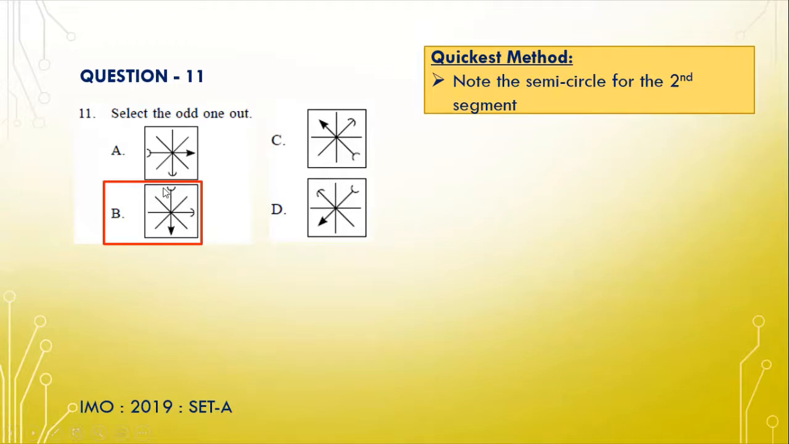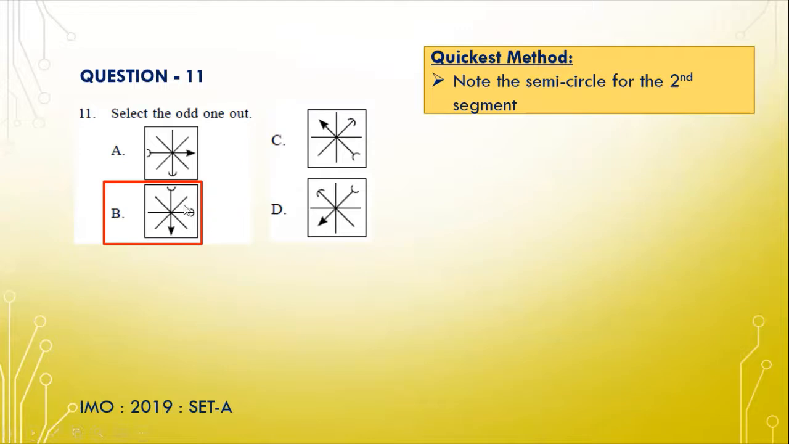Here, what is the thing? The semicircle is pointing inwards. This is also pointing inwards, but the semicircle in the second segment is not pointing properly. So the semicircle in the second segment is not pointing properly, so it is the wrong option.